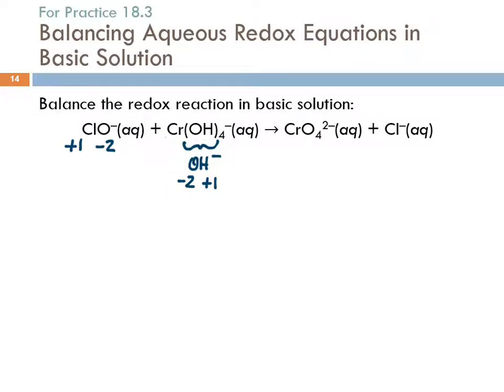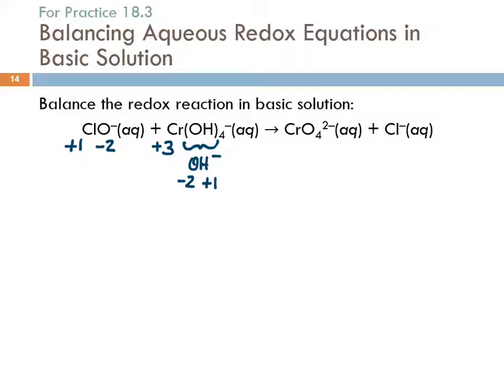But then this chromium, +3. How did you figure that out? But it's a minus charge overall. So we can look at this chromium and figure out what's the charge on that chromium ion. It's got 4 hydroxides, which are each -1, and there's an overall -1 charge. So the chromium's going to be +3. And I love that you guys can just figure that out.